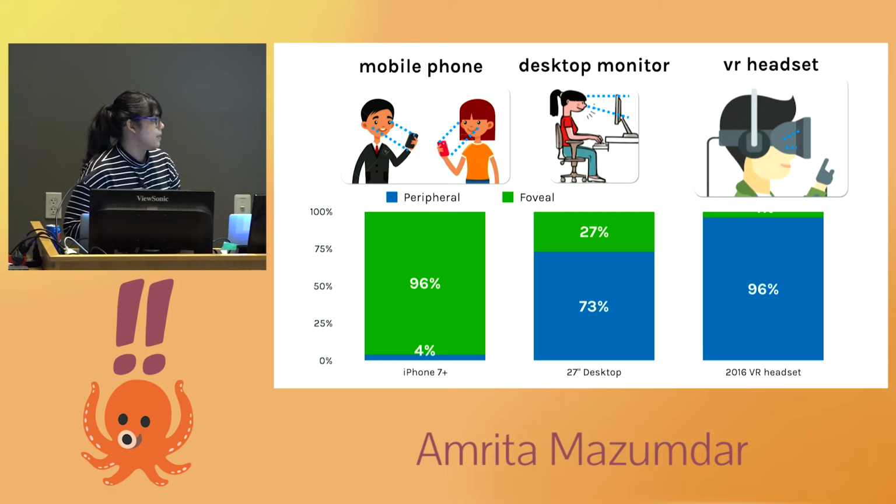And if you like numbers better than my pictures, the green is the foveal region and the blue is the peripheral. So it's basically flipped on a phone. 96% of the pixels are foveal, and on a 2016 VR headset, only 4% of them are. So you can see there's a lot of room we have to play around.